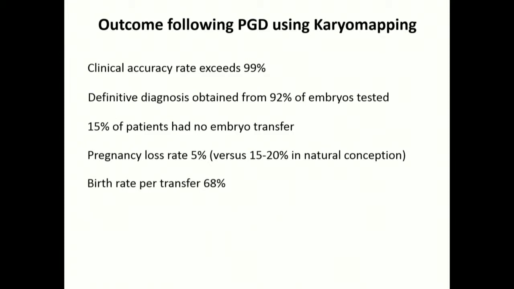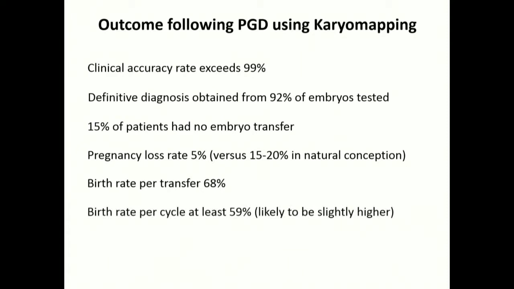So if a normal embryo is discovered, the chances of it producing a healthy, unaffected child are really very good. Per cycle, it's about 60%. That's taking into account that some patients get no embryo transfers. It's actually likely to be a little higher than that, because some patients have more than one unaffected embryo. So they'll transfer one and freeze the other unaffected embryo.